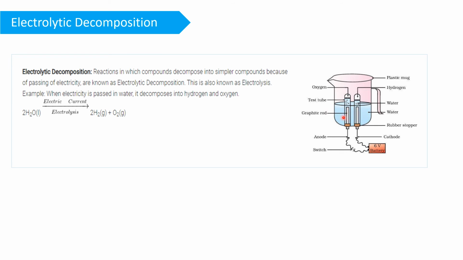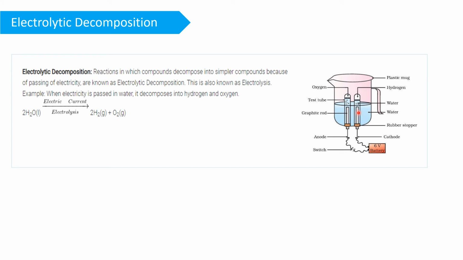So we have two electrodes, the anode and the cathode, connected to the battery. If you pass the electric current, what will you observe? Look at the two test tubes. You can see bubbles of gases coming out. Here we have taken water.